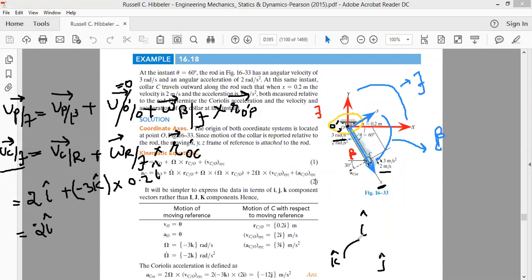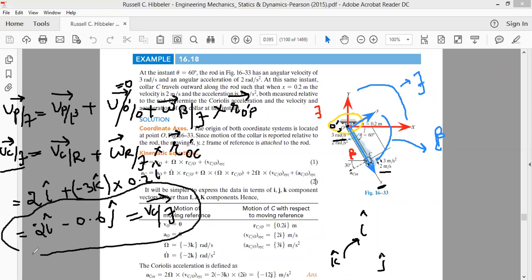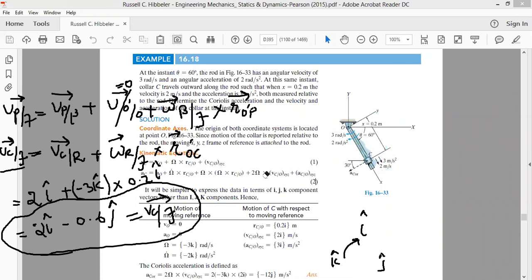As far as k cross i is concerned, we are going in cyclic order, so k cross i is equal to plus j. So it is 3 into 0.2, with minus into plus giving minus 0.6, and k cross i is equal to j cap. So this becomes our velocity of the collar with respect to ground. If we are asked what is the velocity of the collar with respect to the ground, we say it is the velocity of the collar as observed by the observer on the ground. The velocity of the collar as observed by the observer on the ground is equal to how much?